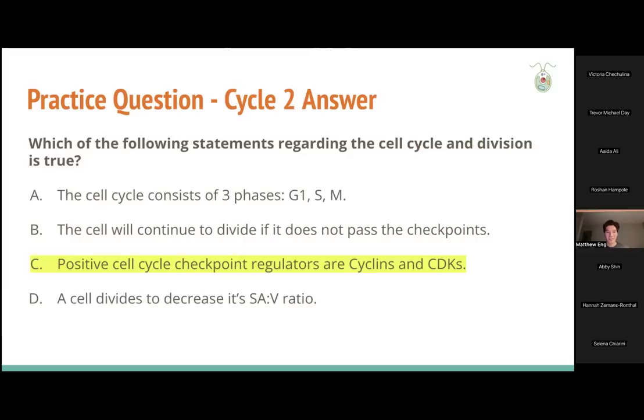B, the cell cycle will continue to divide if it does not pass the checkpoints. This is the opposite, actually. The cell cycle will stop dividing if it doesn't pass the checkpoints. And then D, a cell divides to decrease its SA to V ratio. Remember, this is incorrect. The SA to V ratio is always wanted to be high so that the cell can take in enough stuff to fulfill its duties based off of its volume. So that's why C is going to be correct in this scenario.